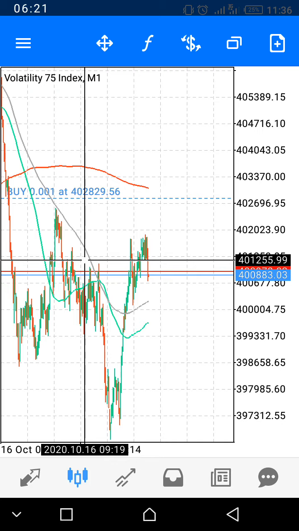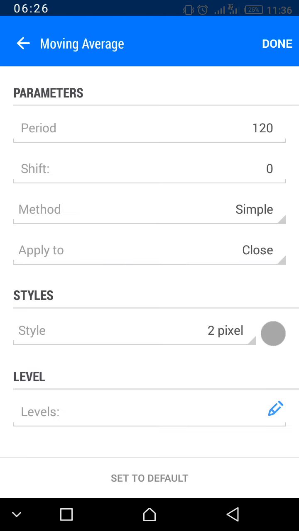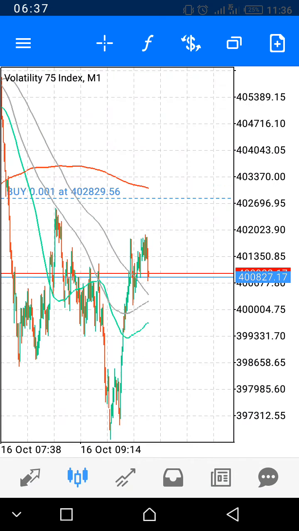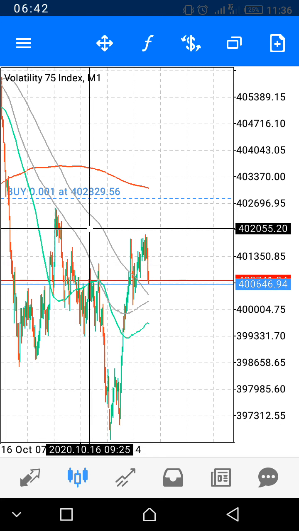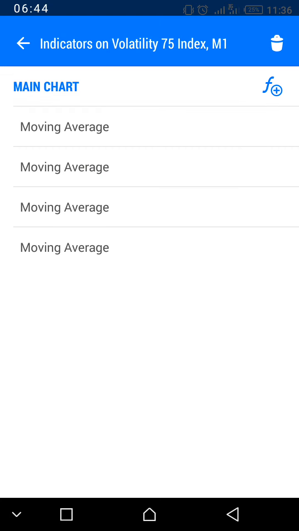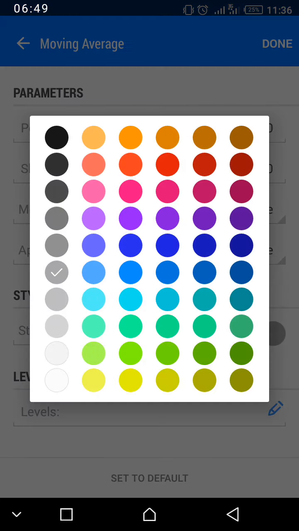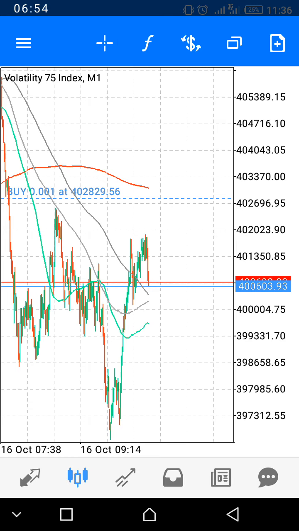Then let's add the other ones. Moving average, F plus moving average. Then click on this. Change this one to 180. Then click on done. You see the second one, 180. No, actually, I didn't change the gray. It should be a bit lighter. The color. Then use the next upper gray, the upper one, and done. So it's brighter than the former.